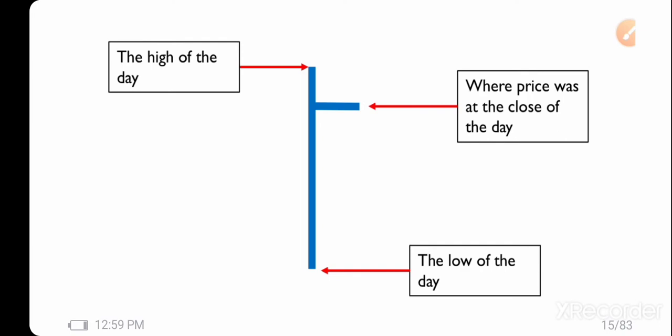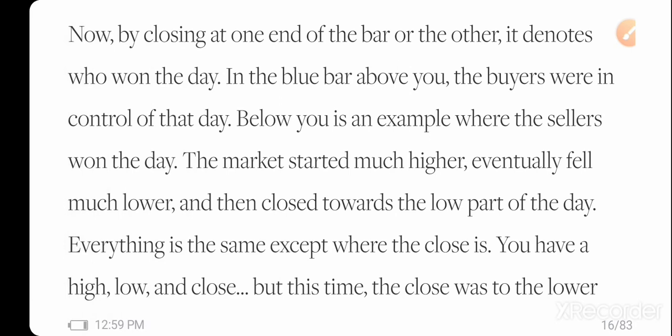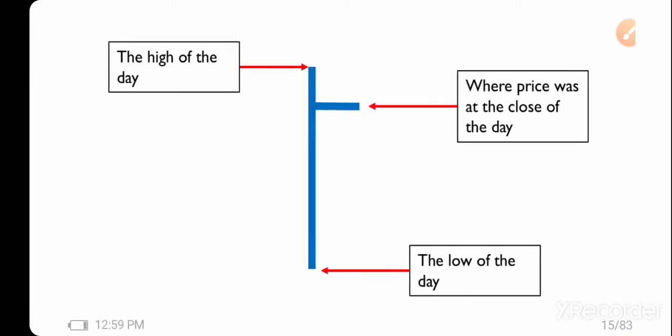Okay, so this is a bullish candle or a bullish bar, depending on what you use, whether you are using candles or you are using the bar. So on a bar chart, this will be a bullish bar. If you are using candlesticks, this will be a bullish candle. All right, so let's continue. Now, by closing at one end of the bar or the other, it denotes who won the day. So if you look back at this candle or this bar, who are the winners of the day? It is the buyers who won the day. Is that okay? Good. So let's continue.